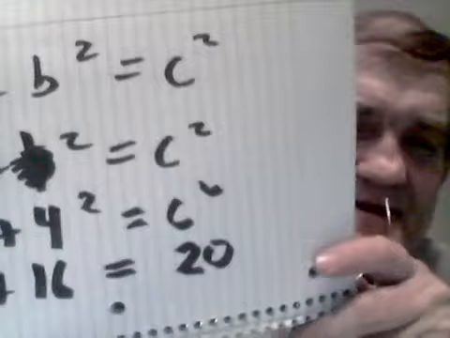2 squared plus 4 squared. What happens when you square 2? 2 times 2 is 4. What happens when you square 4? 4 times 4 is 16. 4 plus 16 is 20. That's what C squared is. I'm not going to bore you with trying to solve that. Basically, that becomes the square root of 20. That's what the answer is.